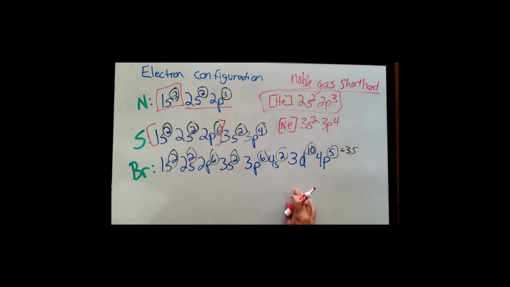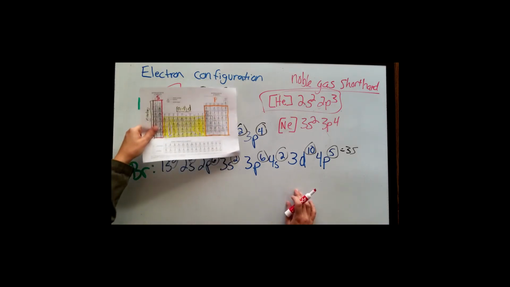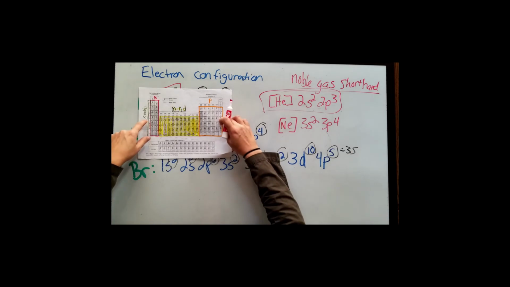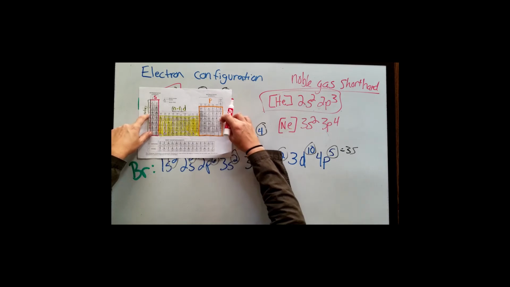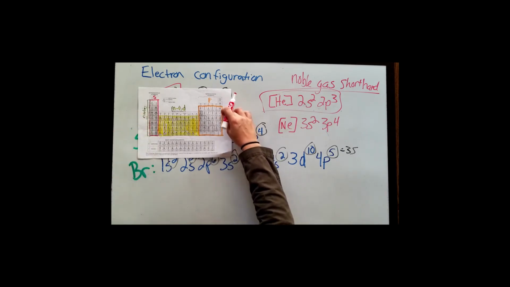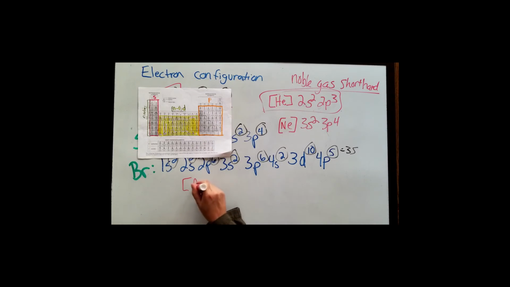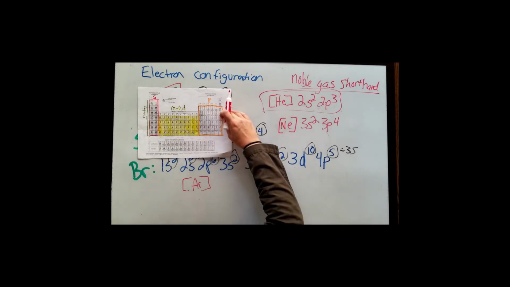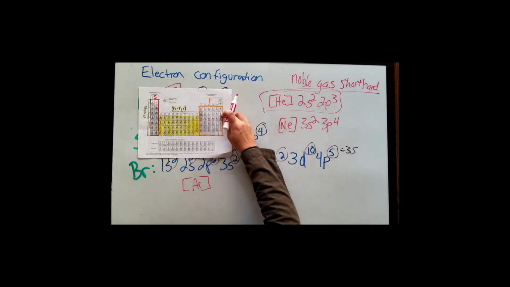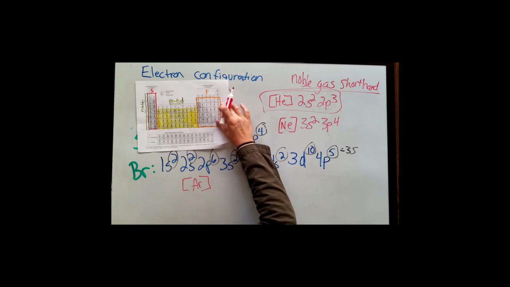Now next, let's look at bromine. So bromine is in period 4. So you want to use a noble gas in the row above, which is argon. So I'm going to put argon in brackets. And that takes care of, so argon is in period 3, and it's 3p6 to be exact.